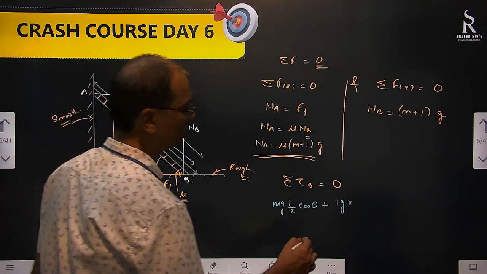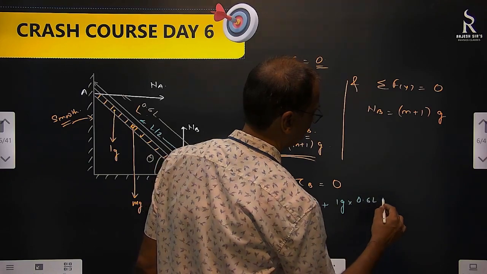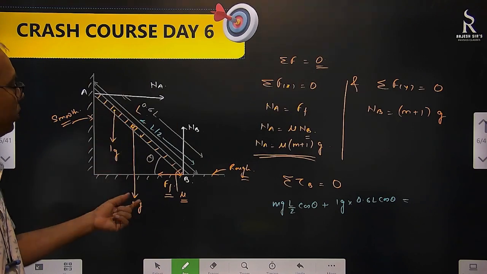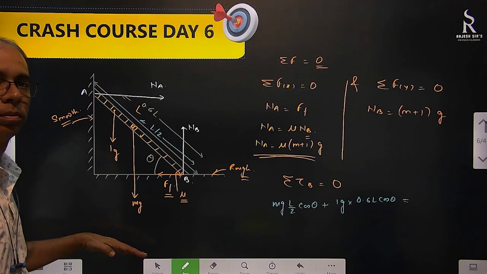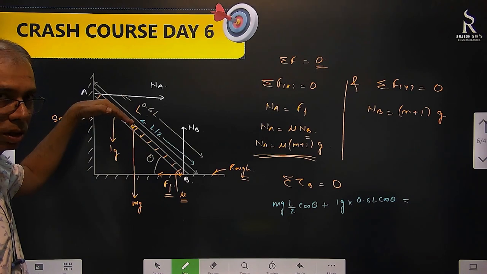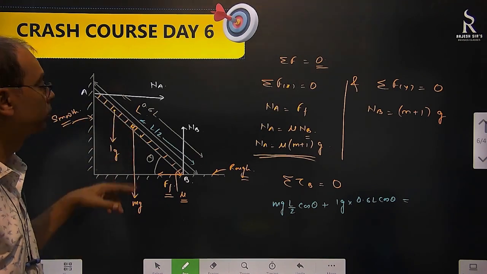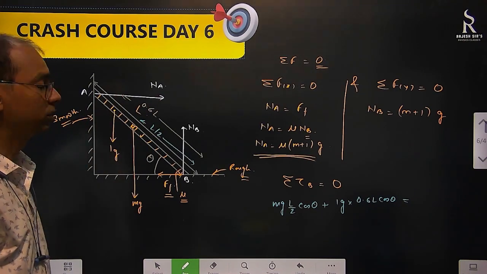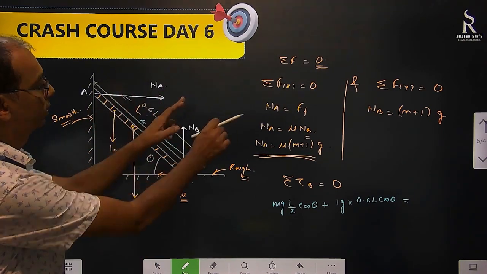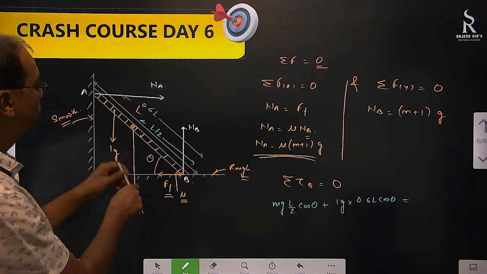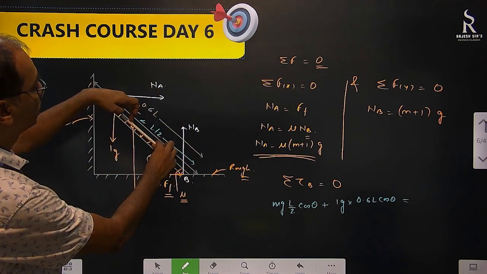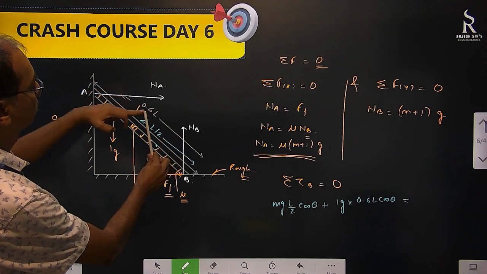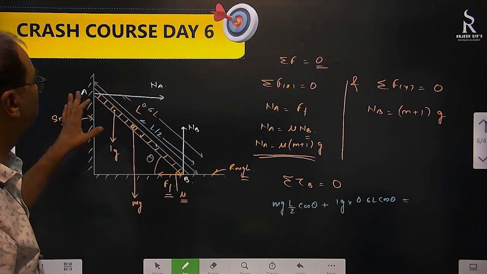Both forces are downwards, so they produce a torque by which the rod can come down, a clockwise rotation. This is NA. NA is also producing torque, trying to take the rod this way. How is NA acting? Horizontally, like this. So what is the torque of NA?